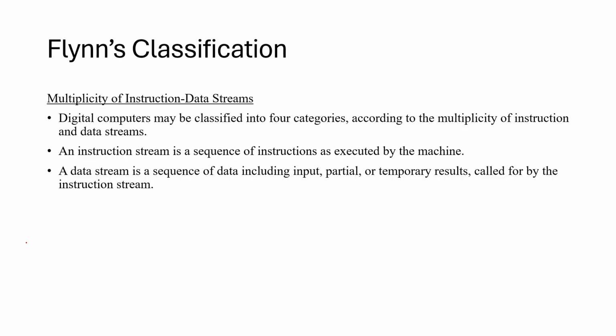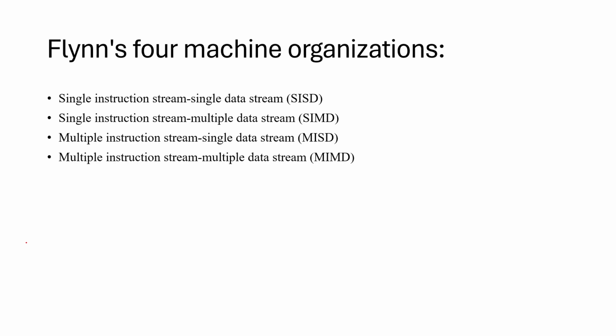Now we see the four types. There are four types of Flynn's classification, that is, machine organization. The first one is single instruction stream, single data stream, called SISD. Then single instruction stream, multiple data stream, SIMD. Multiple instruction stream, single data stream, MISD. And multiple instruction stream and multiple data stream, called MIMD. Now we discuss each machine organization one by one.